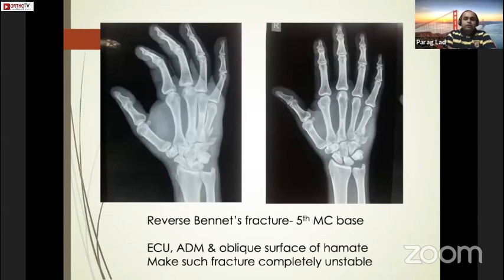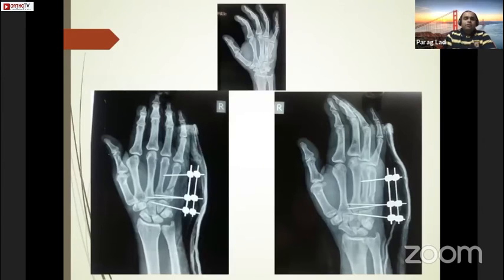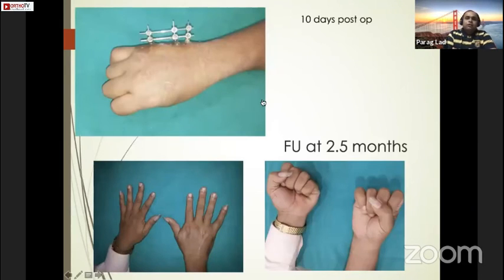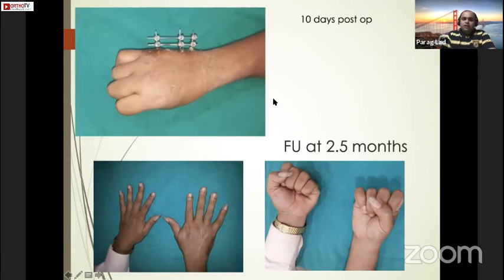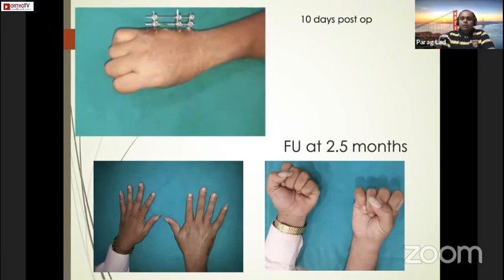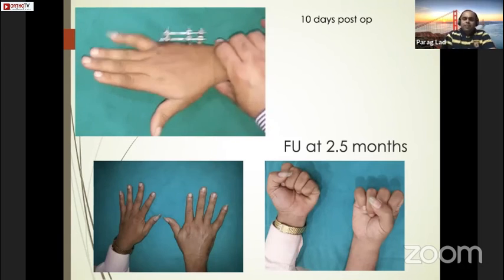So such fractures have to be treated, and I have chosen to treat this fracture by K-wiring and uniplanar Jess fixator. So you get a reasonably good alignment of the fifth metacarpal, and the entire fourth and fifth metacarpal unit and the articular surface has been congruent well, and the reduction has been achieved in a good manner. So this is 10 days post-op. You can start movement immediately after the surgery, and this is the function at 2.5 months.